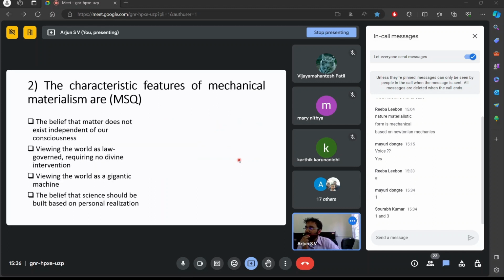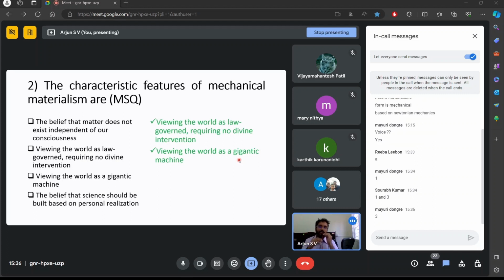So almost the same question, but this time it deals with mechanical materialism. The characteristic features of mechanical materialism are... this is also an MSQ. I think this is also a very factual question. Viewing the world as law governed, so everything follows an immutable law. Yeah, Mayuri, you are correct. It's option three, but it's an MSQ.